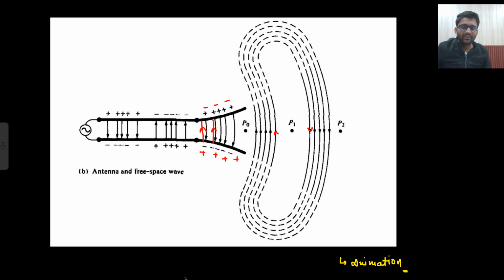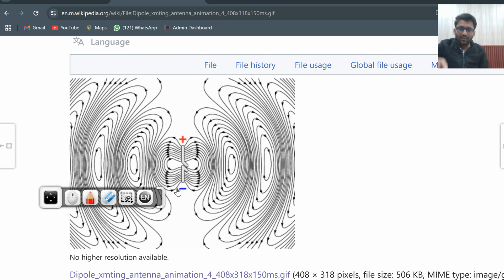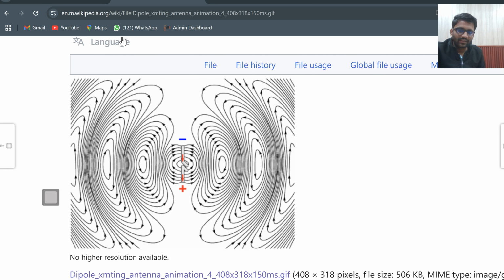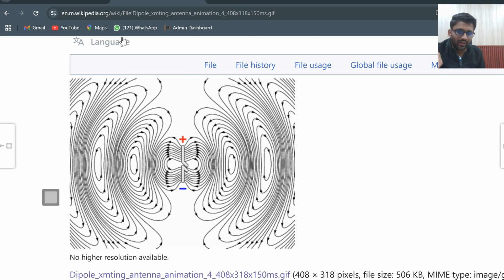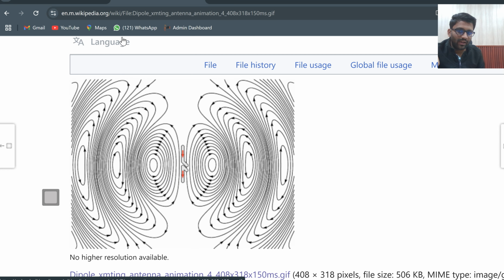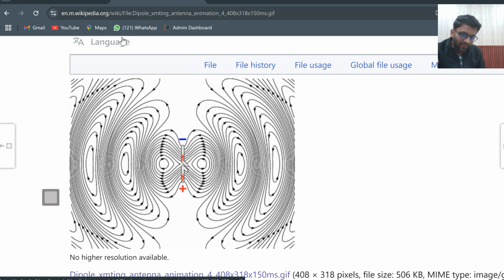Let me show you the animation as well, how the field lines will be getting out. Look, this is your antenna. Again, credit goes to Wikipedia. So this is your antenna. This is a dipole antenna. Here there is positive, negative. So after some time, this is becoming negative and this is becoming positive. Keep your eyes on this node: positive, negative. And what is happening? Electric field lines are getting out.